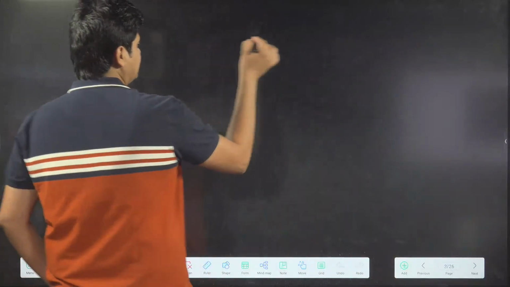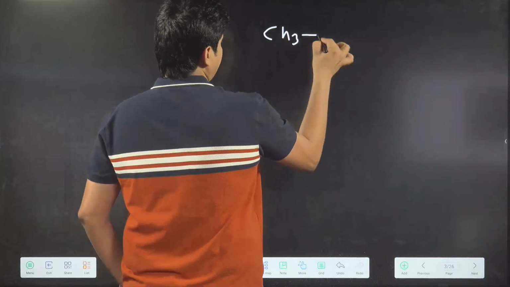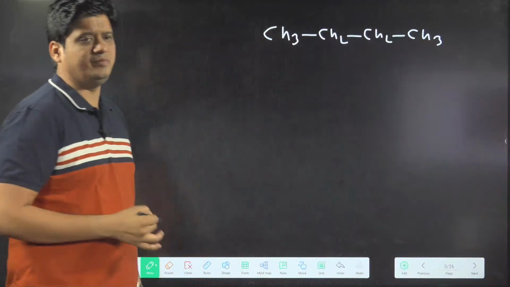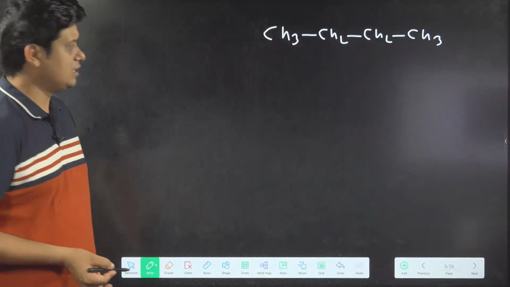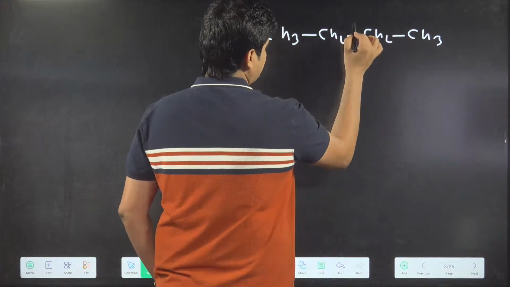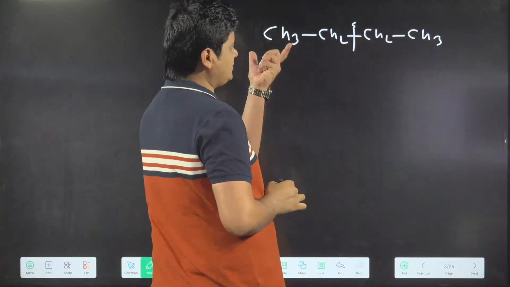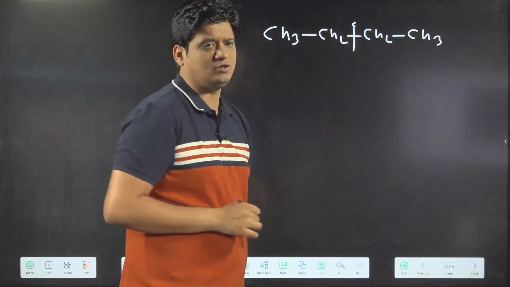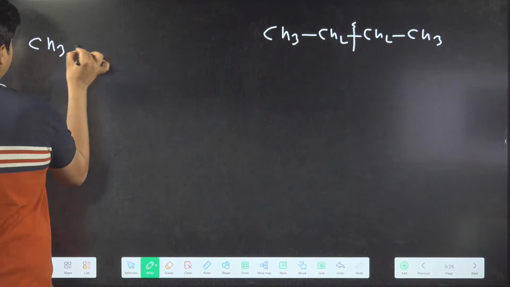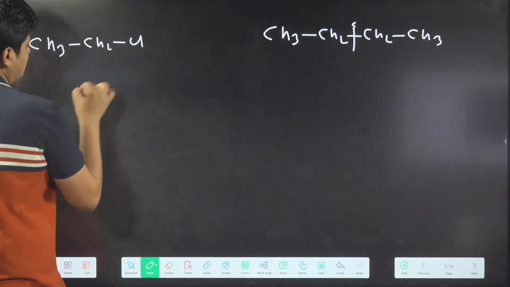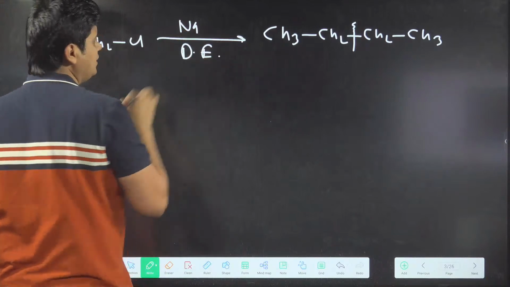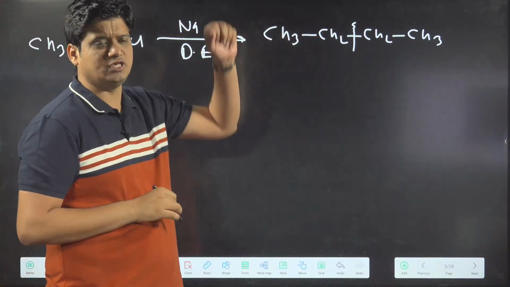Now, say someone asks to prepare CH3CH2CH2CH3, which means normal butane. How can we prepare it? If you observe, this is a 4 carbon chain. We have to select the fragment. The left side and right side both have 2 carbons, so it becomes a symmetrical condition. So it is better to select CH3CH2Cl and treat it with sodium in dry ether. You will get this product by the Wurtz reaction.